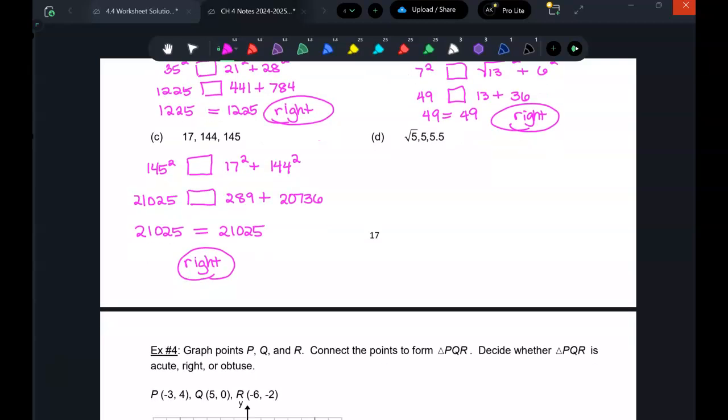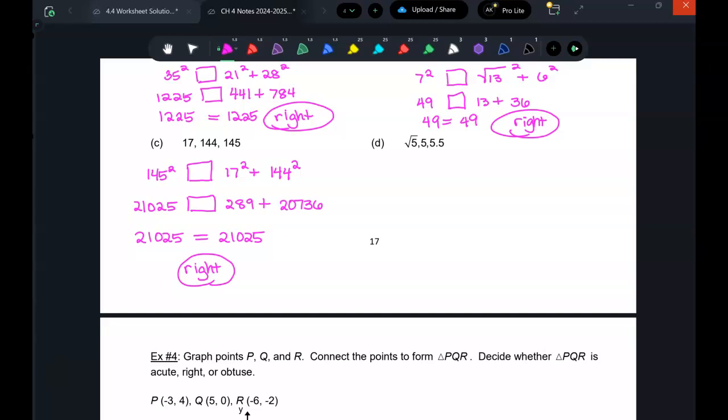Okay, last one. Which one has to be the C? The 5.5. How do you know which one's C? It's the biggest. If they're all the same, if it's equilateral, the angles have to be 60. Wait, oh, it's 5.5. I thought it was 5. Nope, it's 5.5.